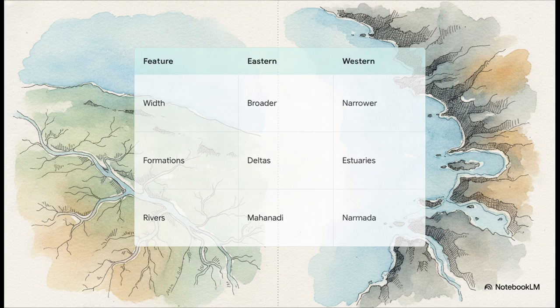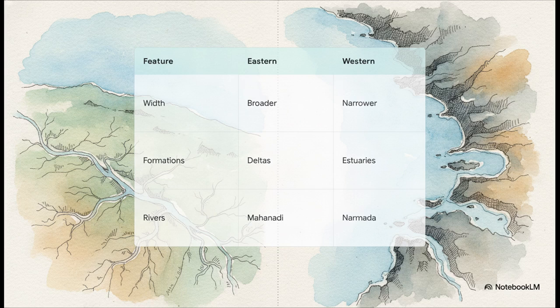Feature number 1, width. The Eastern Plains are broader, averaging 120 kilometers, while the Western Plains are much narrower, just 10 to 80 kilometers. Feature 2, coastal formations. Because the East is broad and flat, it forms massive, fertile deltas. The West, being steep and narrow, forms estuaries and lagoons.